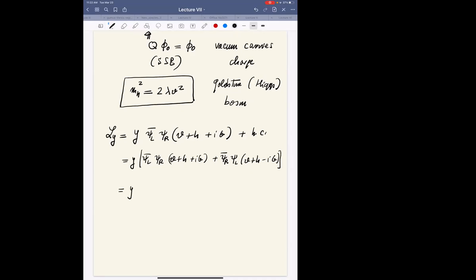Which means that I will get Yukawa, psi L bar, psi R, plus psi R bar, psi L. This is a very important part. This is what happens in the standard model. This is very, very important. V plus H, precisely the situation later on in the standard model, plus Yukawa, there is a factor i, psi L bar, psi R minus psi R bar, psi L, G. Am I right about the signs? I think I am.